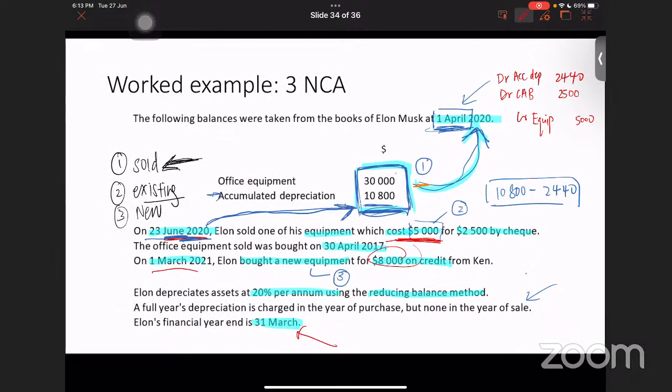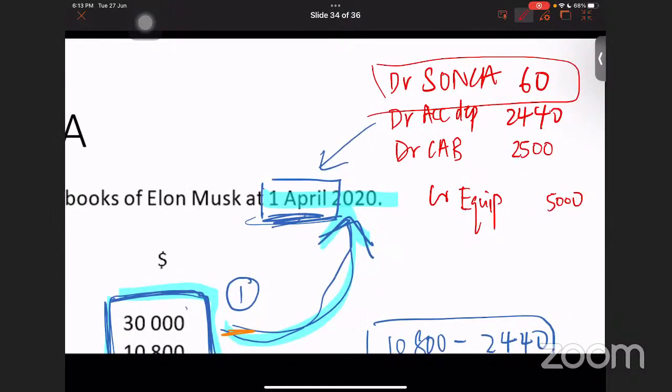So from here, how do I balance this? Which side is more? So 2440 plus 2005, that is 4445. So to balance this, I have to debit another 60. So this will be my sale of non-current asset, 60. So this is at the DR side. Therefore, I will call this a loss. Okay, DR side is an expense. It's a loss.